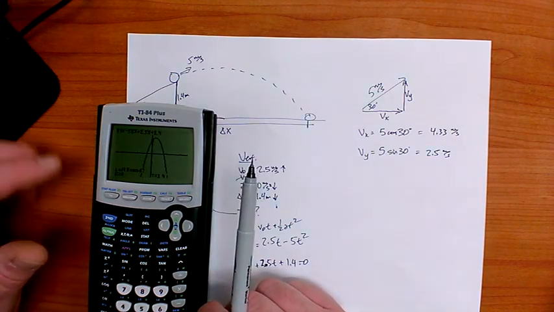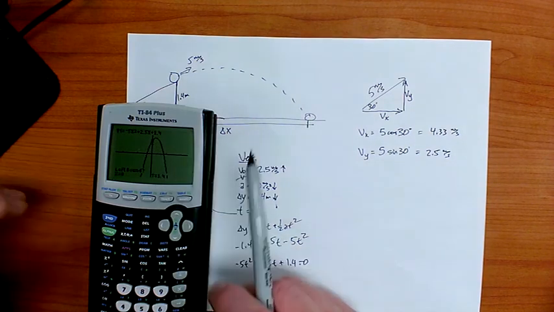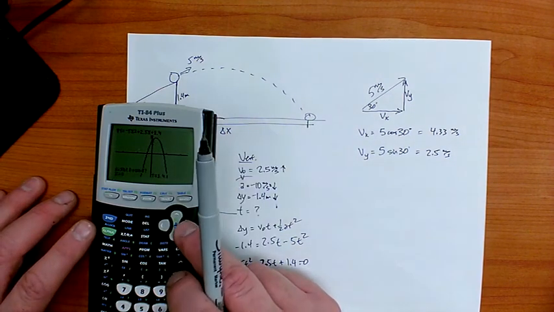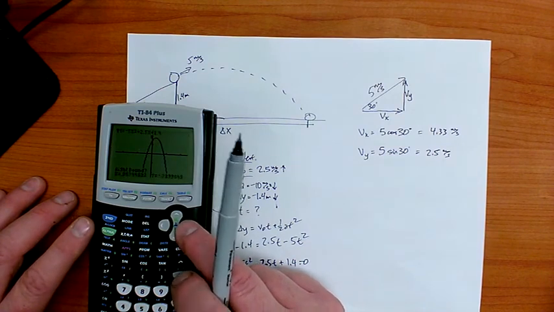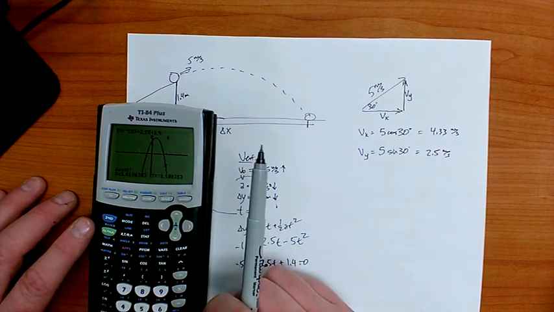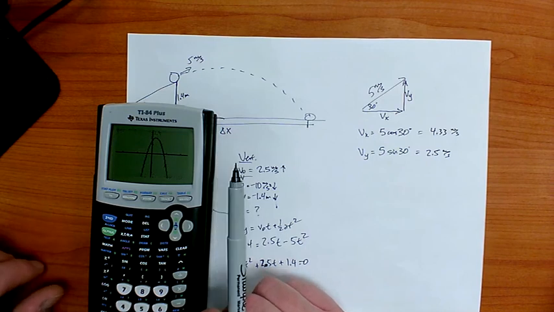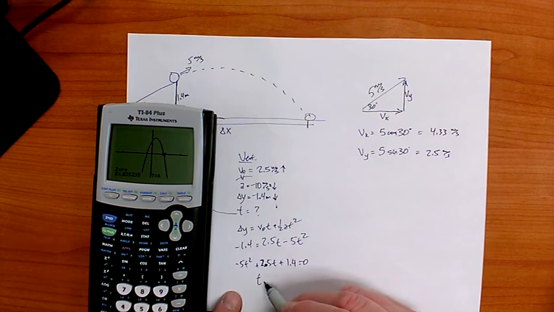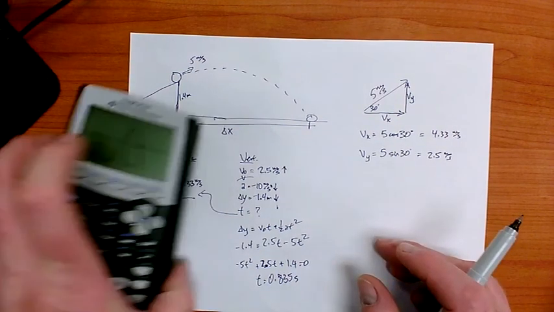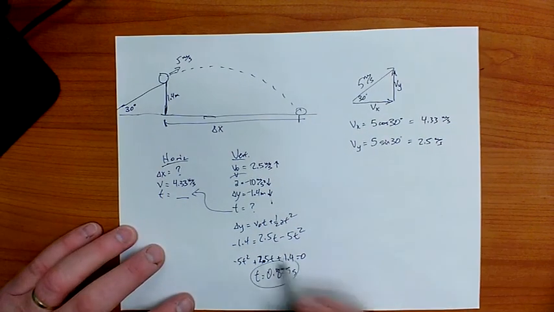And it says to choose a left-bound point. This flashing cursor is to the left of the solution that I want, so I'm going to push enter. Now it asks me for a right-bound, so I push the little arrow, zip along until I am to the right of the point in question. And it says guess, and it's going to find it, so there it is: 0.835. So t equals 0.835 seconds. Got that with the graphing method.